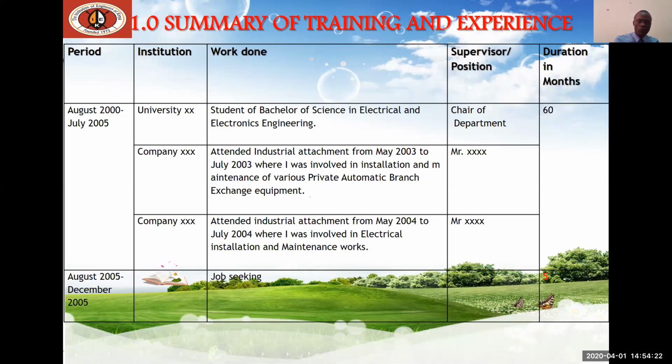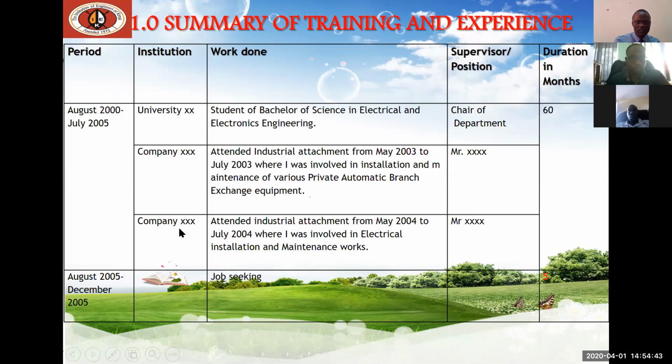months. And during the university time also, you have a chance to go for attachments. You need to indicate the attachments that you attend. In the second column, you can see company XX means the company that one goes to for that attachment, and then you can indicate what you did in that particular attachment. If you had a chance of going for 2 attachments, then you indicate company XXX, and the supervisor is on the 4th column. And then the duration is taken there.